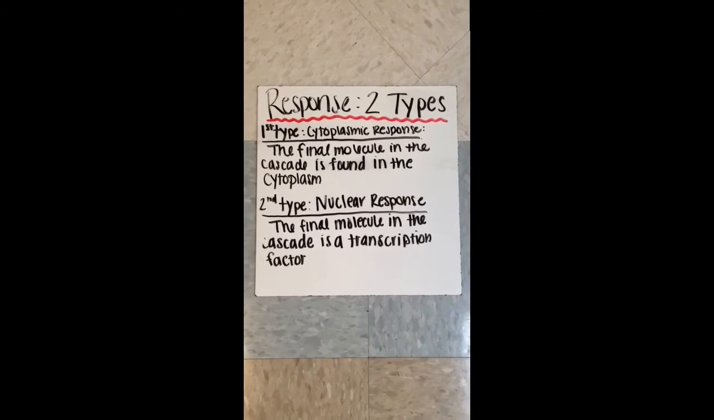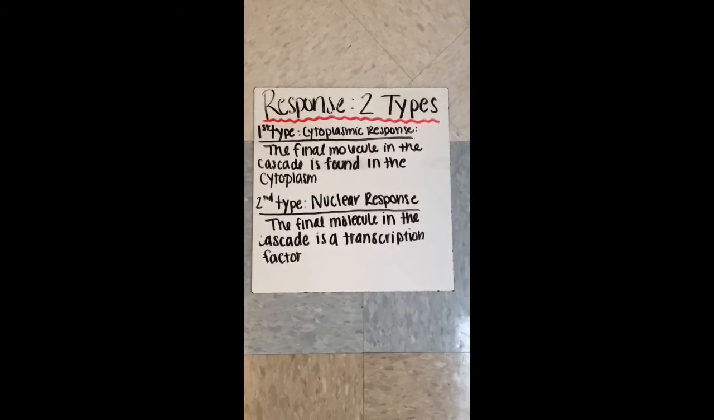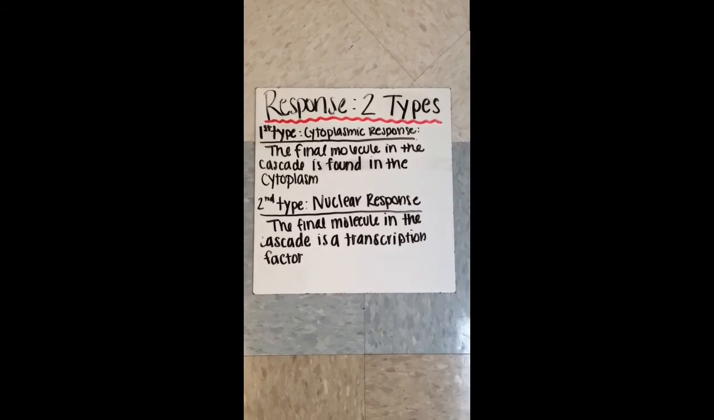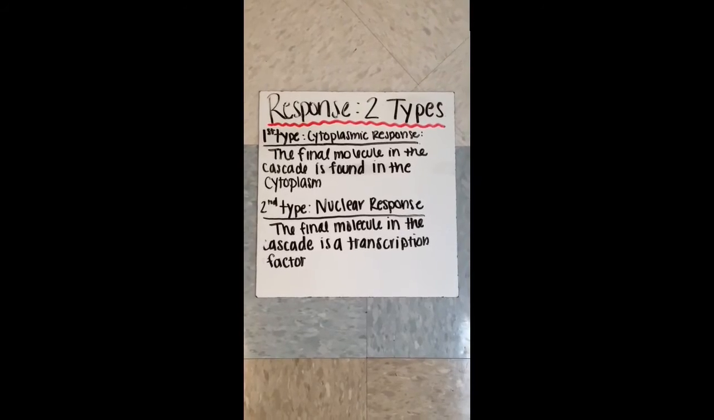Response. There are 2 types. First type, cytoplasmic response. The final molecule in the cascade is found in the cytoplasm. Second type, nuclear response. The final molecule in the cascade is a transcription factor.